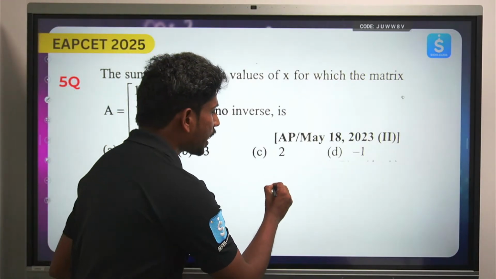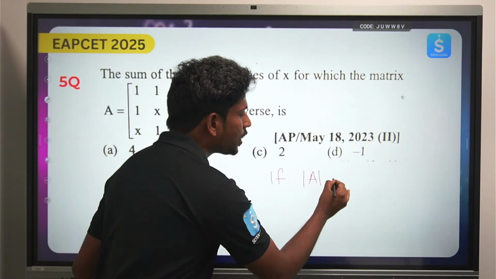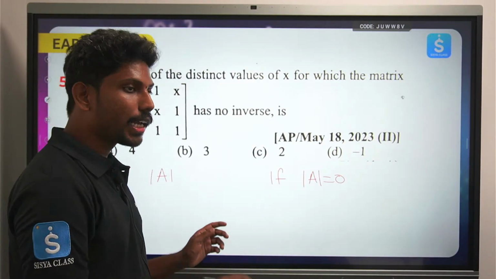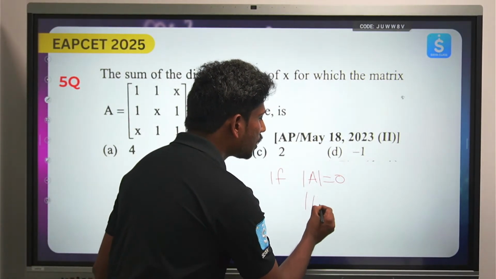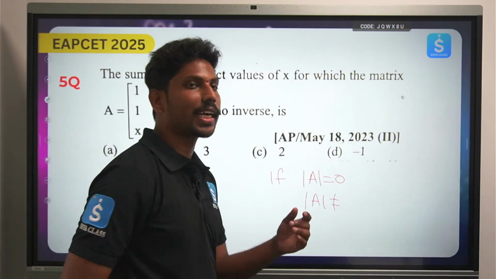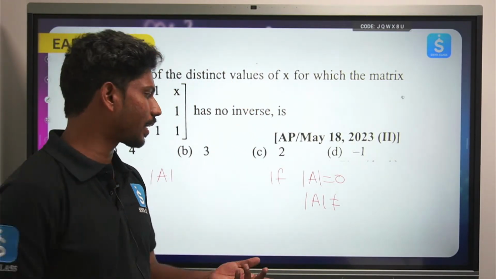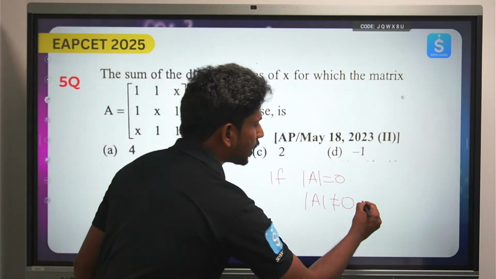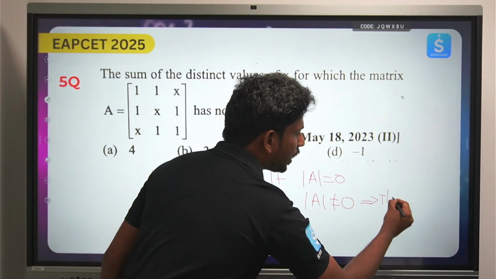Okay, so if determinant of A is equal to 0, that means the matrix has no inverse. Whenever the determinant is not equal to 0, then this becomes the prerequisite condition for the existence of an inverse of a matrix. Okay, so determinant not equal to 0, so then inverse exists. This implies the inverse exists.